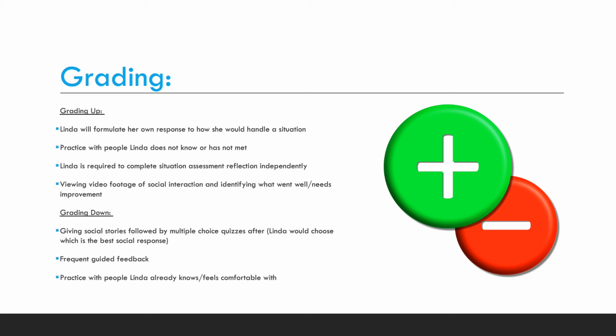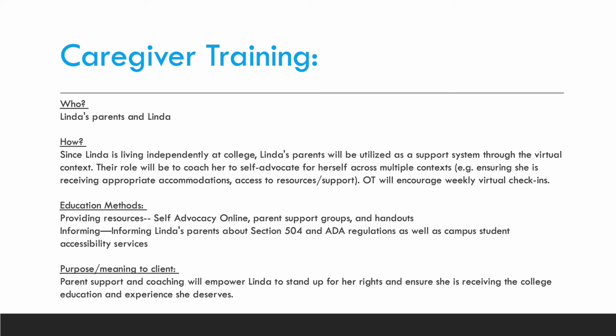If you're looking at grading down the activity, you could have Linda read the social stories and then follow it up with short multiple choice quizzes. That way it can help her to narrow down and choose wisely which would be the correct response. The occupational therapist can also provide frequent feedback.